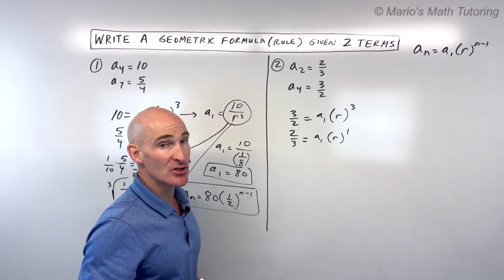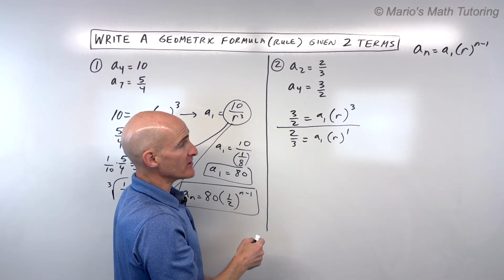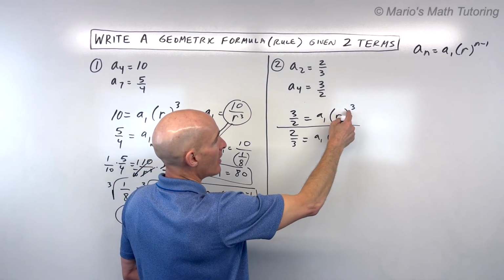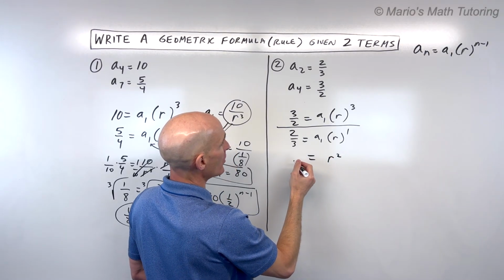Now, the technique I'm going to show you here is to divide these two equations to cancel out the a1s. a1 divided by a1 is just 1. r cubed divided by r to the first: when you divide, you subtract the exponents. That's going to give us r squared.